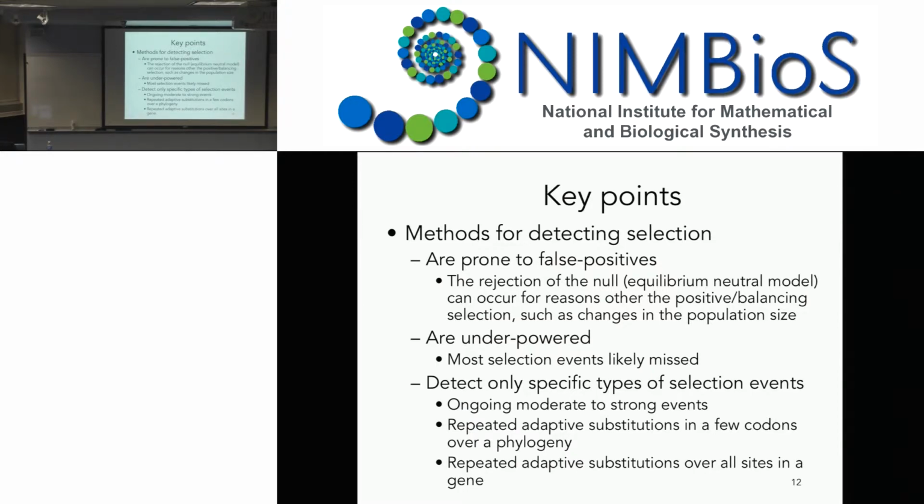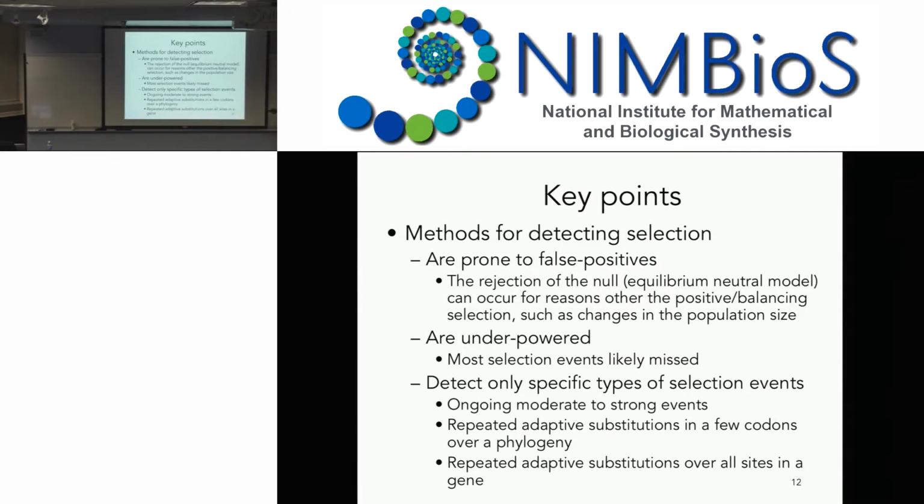Most are underpowered. Most selection events will be missed. If most adaptation occurs by polygenic sweeps, the vast majority of methods will miss those. The methods we have to detect those may not have enough power given the number of populations you have. We can detect only specific types of events. We can detect ongoing moderate to strong events. We can't detect weak events. We can't detect soft sweeps if we're using the wrong tests.